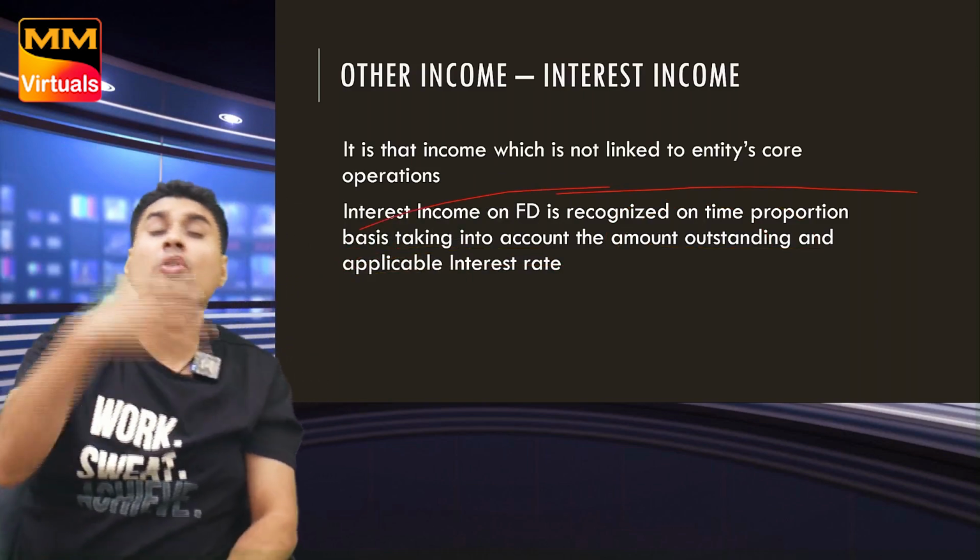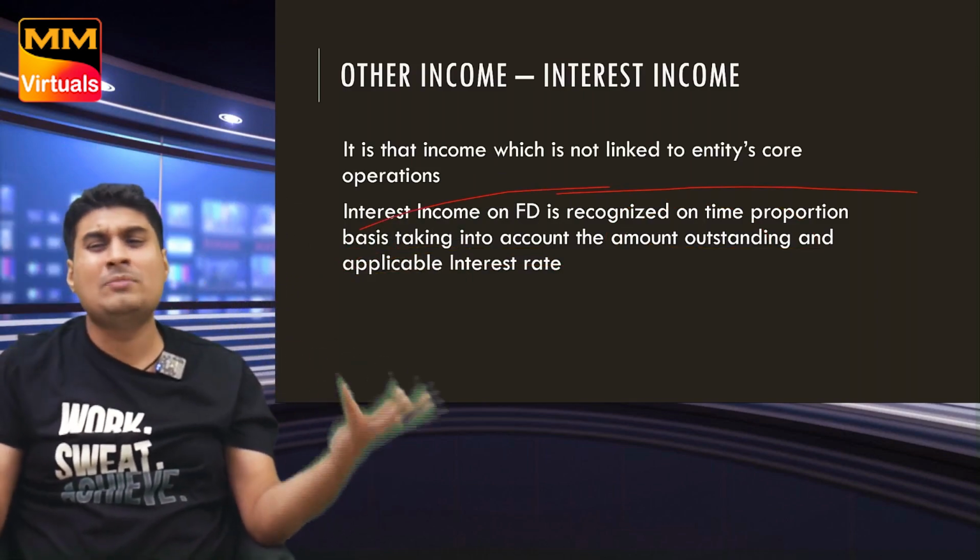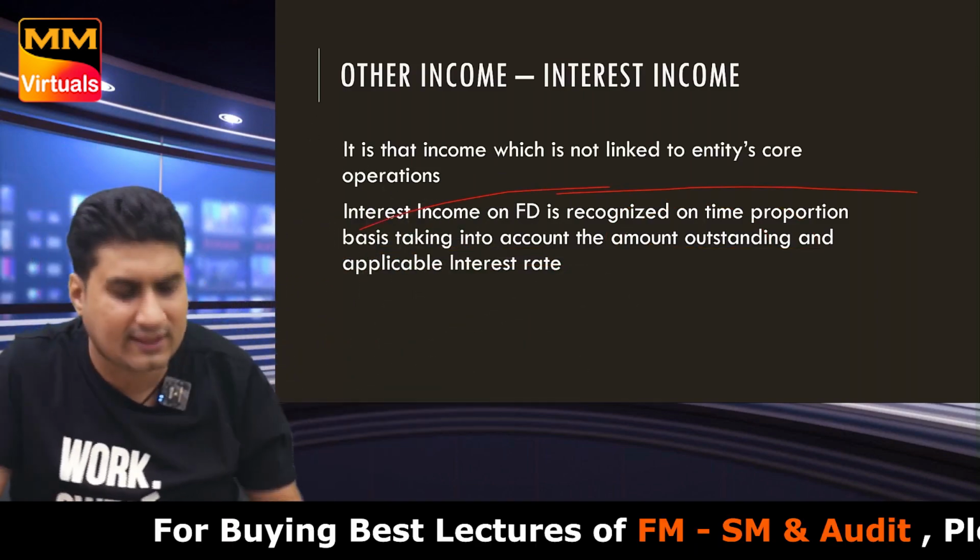Other income is that income which should not be linked to core operations. Of course, FD income is not my core operation. My core operation is goods and service.